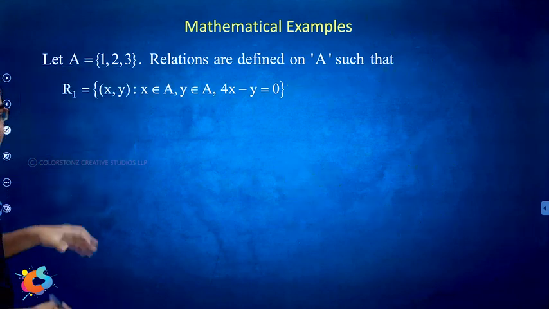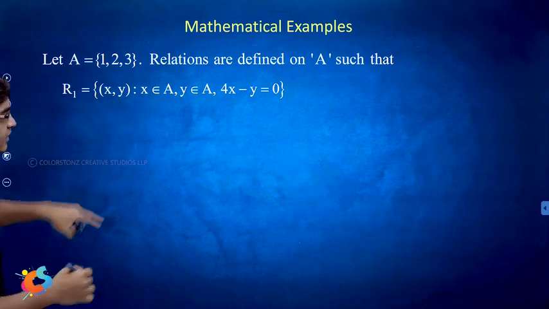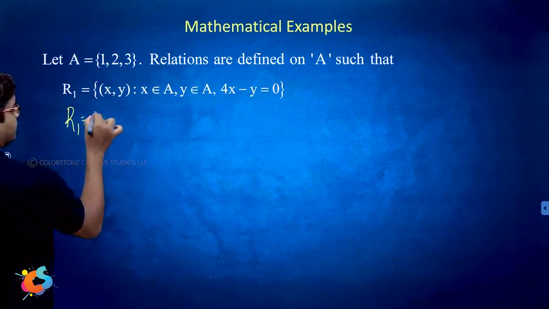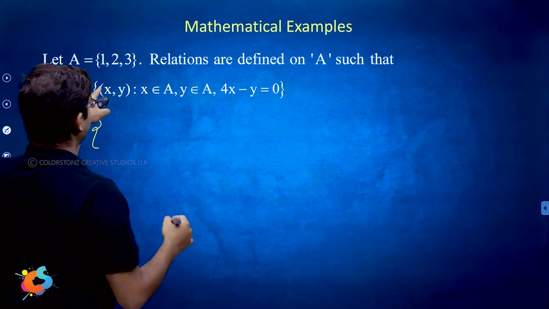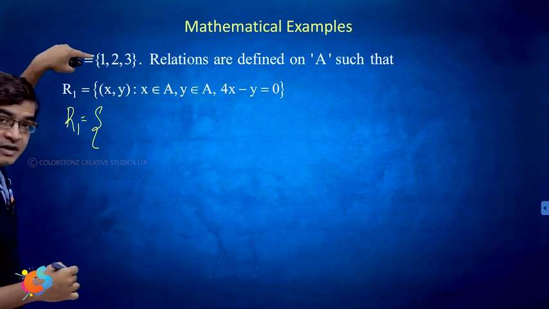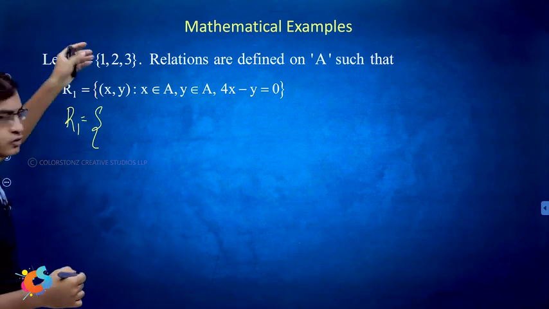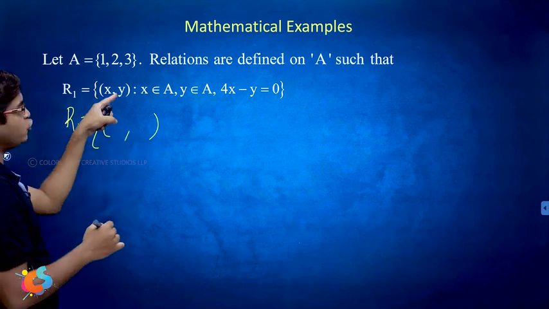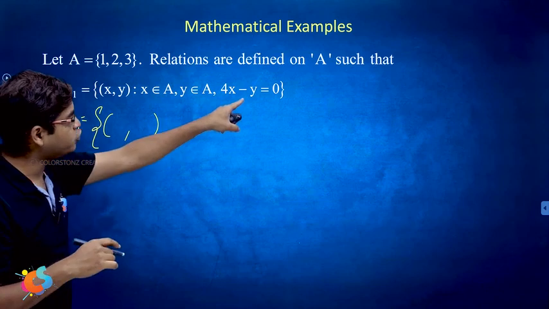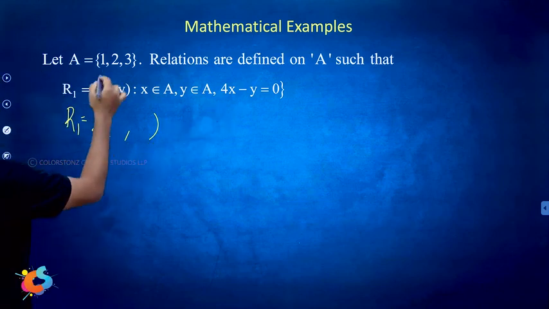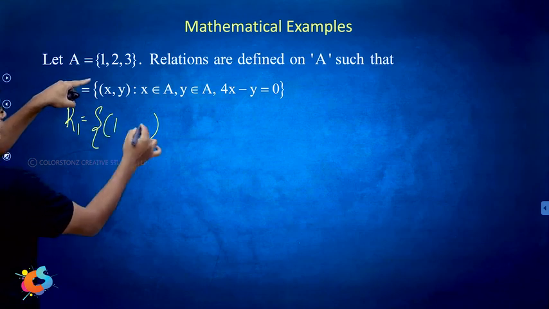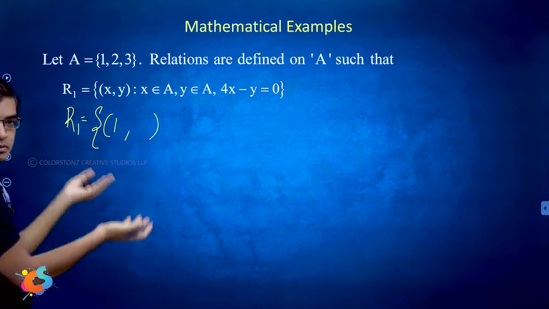Here R1 is given in set builder form. This is set builder form because you are giving the property. If you are writing in roster form, then it is very easy. X is coming from set A and Y is also coming from set A. And what should be the condition? The condition is Y should be 4 times x. So if Y is equal to 4 times x, then take x is equal to 1. Y should be equal to 4. 4 is not possible here.